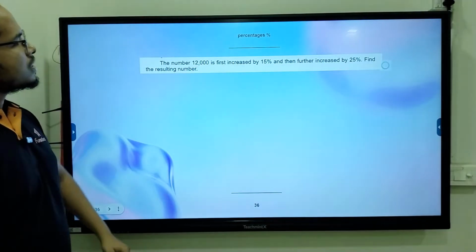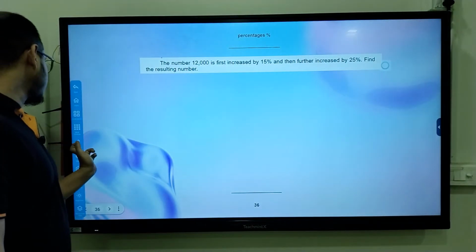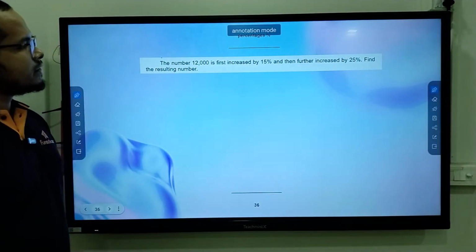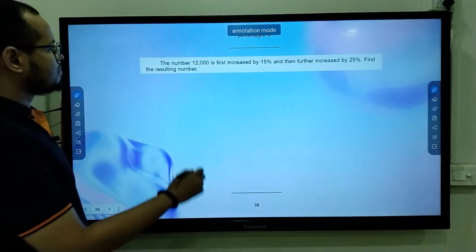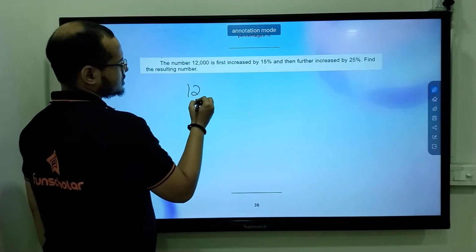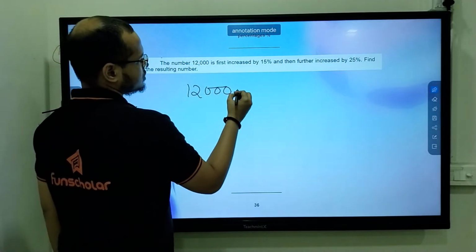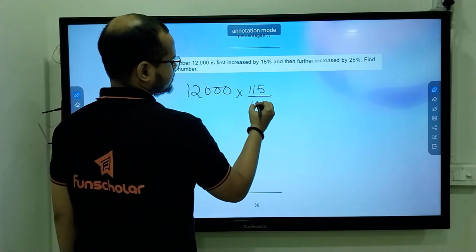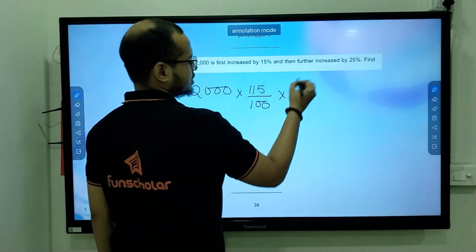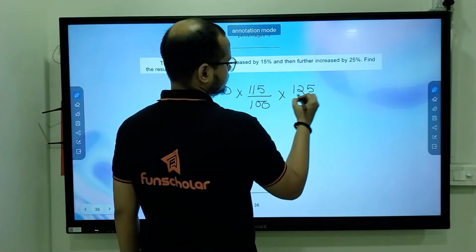Next, the number 12,000 is first increased by 15% and then further increased by 25%. Let's do it directly by the method that is acceptable in school. 12,000 into 115 by 100, then further increased, into 125 by 100.